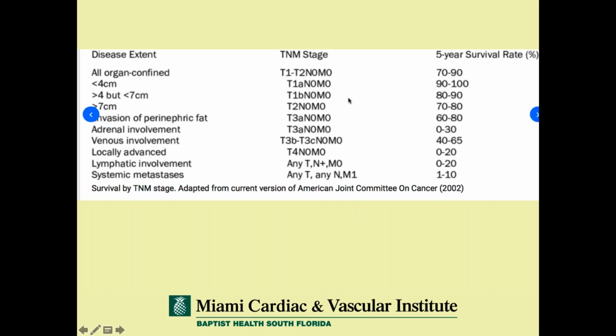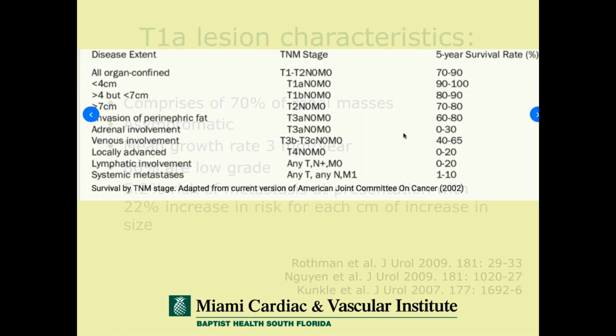Once you start getting to larger lesions, the survival drops. And as you could expect, if you start having adrenal involvement, venous involvement, lymph nodes and systemic metastases, then the survival also drops.